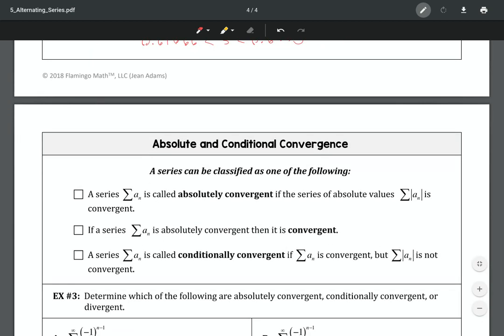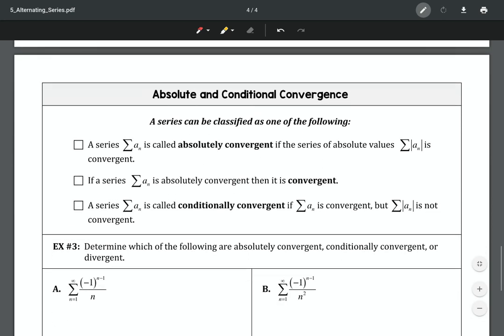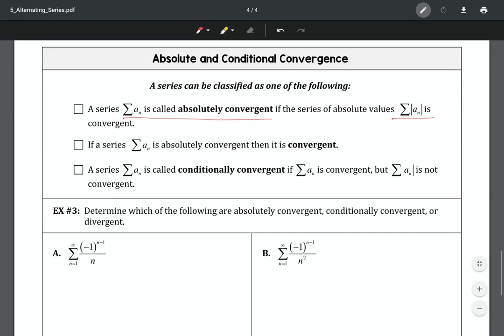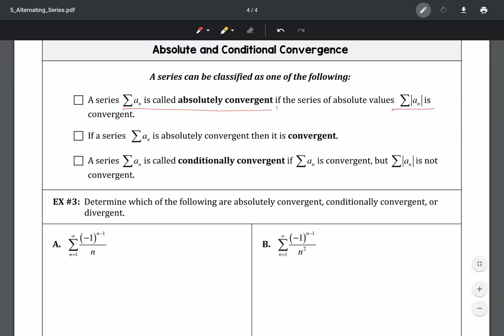So, moving on to absolute and conditional convergence. You do have something called absolute convergence, which means that if your series is converging, and also the absolute value of the terms of the sequence of the sum is also convergent, then this whole thing can be called absolutely convergent. Okay, so basically this is what I'm saying right here.